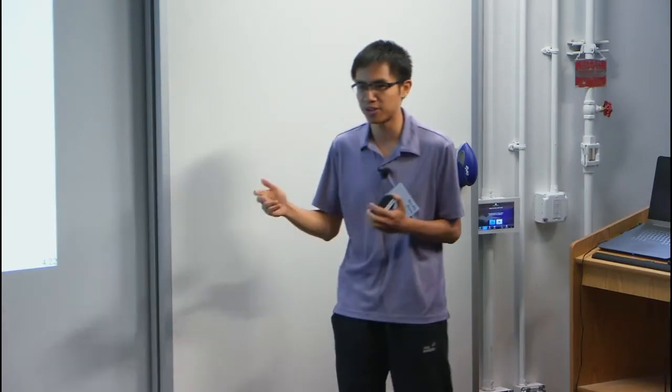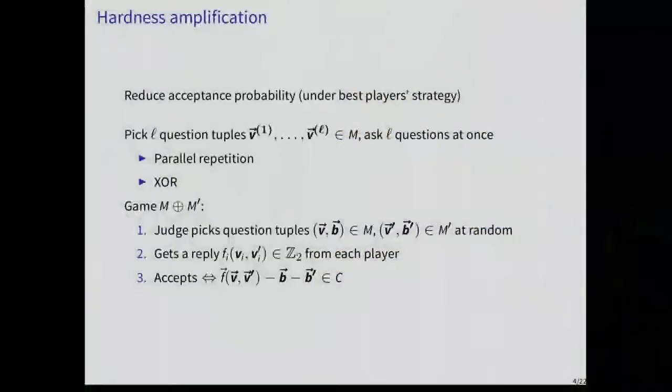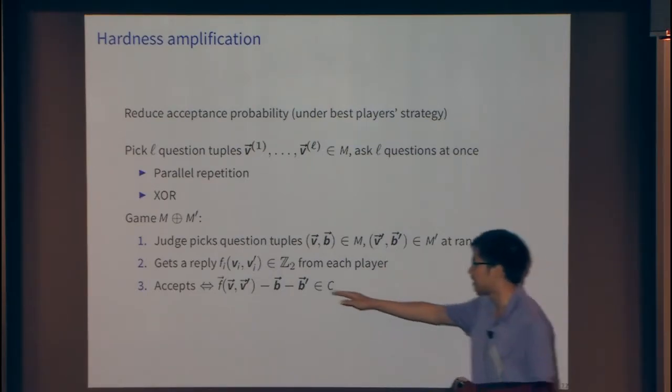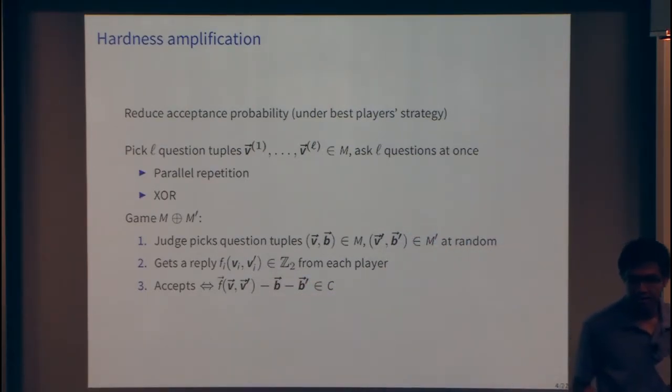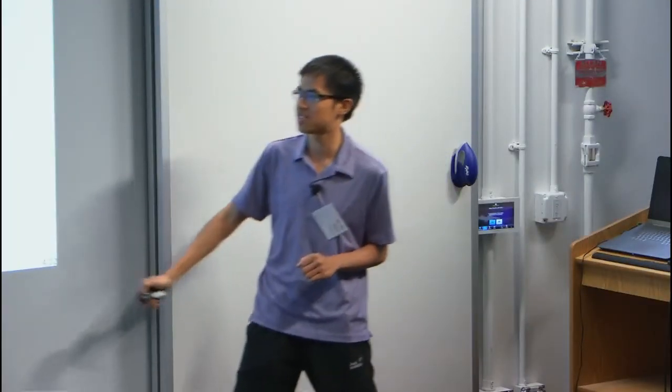So here's the formal definition of taking the XOR of two games, M and M prime. The judge picks one question tuple from the first game and another question tuple from the second game. The judge then asks, what is the truth of the first statement XOR the truth of the second statement? Each player gives a reply, and the judge does a check at the end. So we are going to study this technique to amplify hardness.